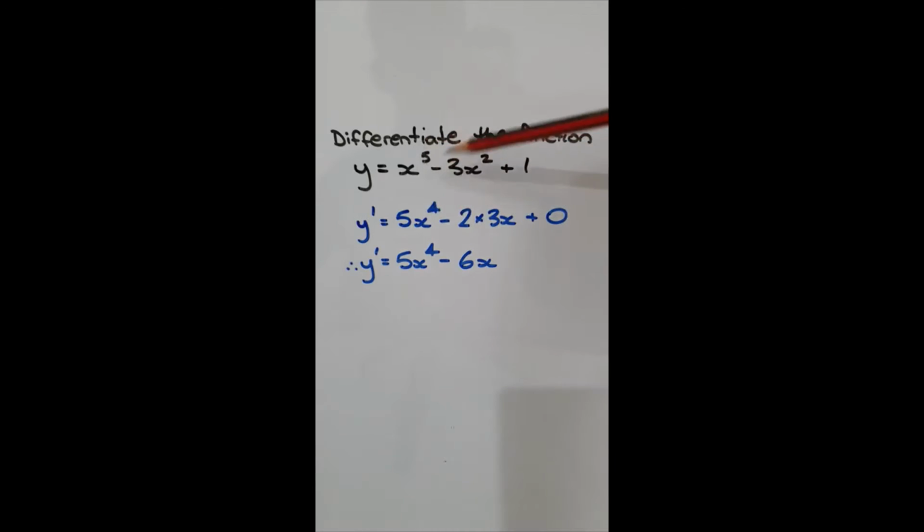Now, the derivative of negative 3x squared is done the same way. So the 2, the old power, becomes the multiplying factor. The 3 stays intact, and then the old power is reduced by 1, so 2 minus 1 is 1. And the derivative of a constant term, regardless of its value, is always 0. So just simplifying the algebra now, therefore, y dash, or the first derivative, is equal to 5x to the power of 4 minus 6x.